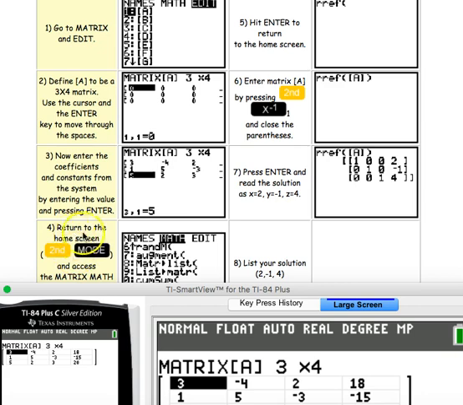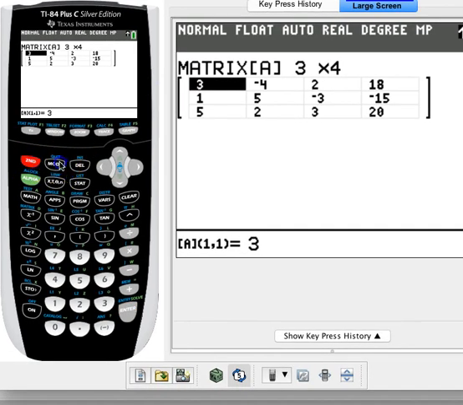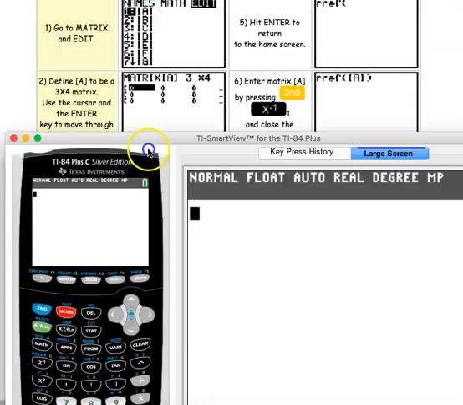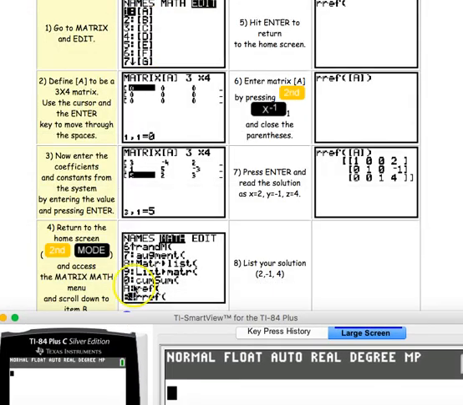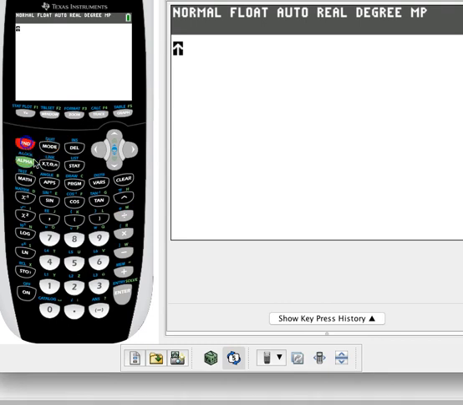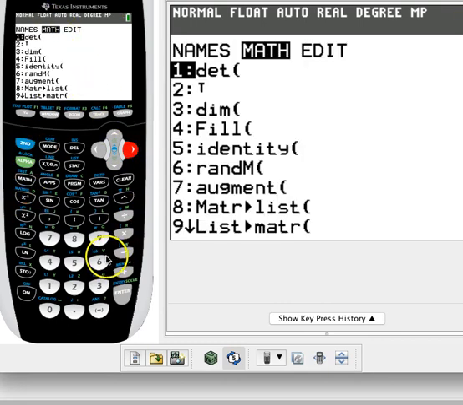Step 4 says we now need to return to the home screen. We do that by pressing second mode. So second mode goes back to my home screen. Now that I have a matrix entered, I need to access the matrix math menu. I'm going to be using item B. So I go to second, matrix menu, and I go to matrix math.